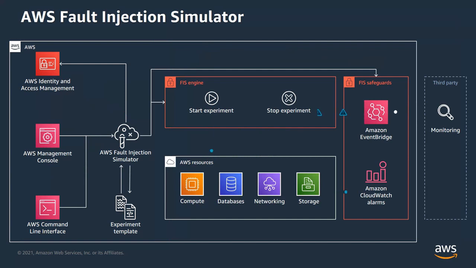When you create your chaos experiments from the console, FIS will automatically create templates for you that you can reuse later on. Once you start your experiment, FIS will then inject the real failure into your AWS resources. And once again, we have CloudWatch alarms in place as safeguards to stop the experiment automatically if needed.